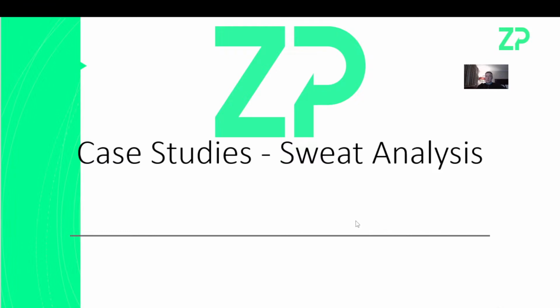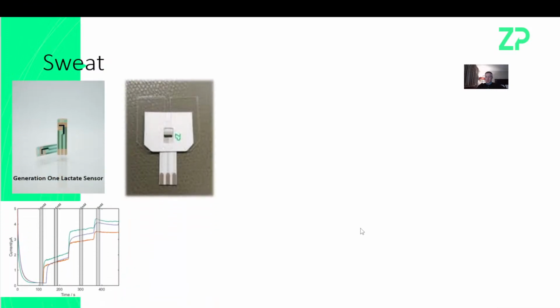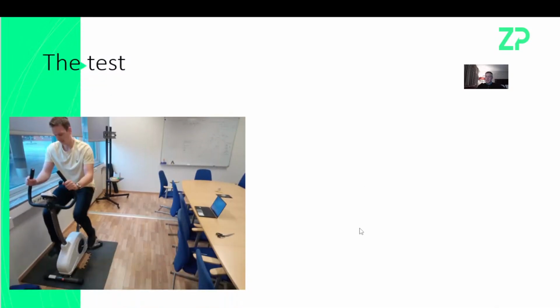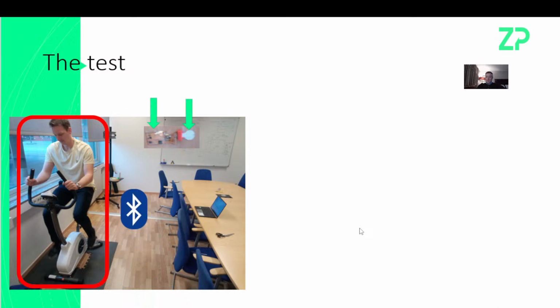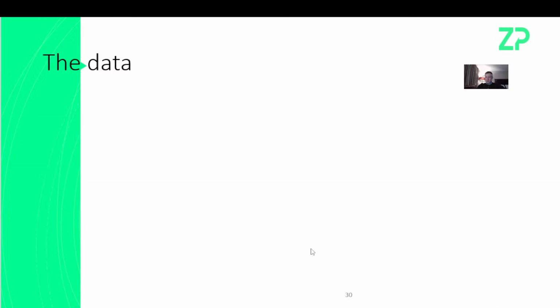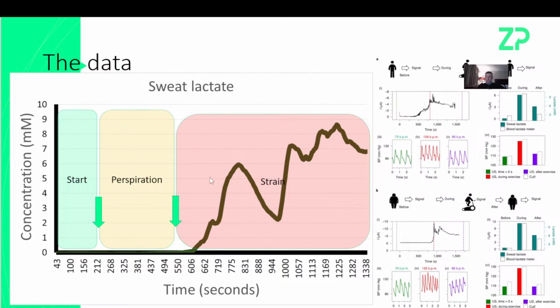I do want to talk about actually measuring analytes on the skin. This is something that we've done in the past where we took one of our lactate sensors, put it into a microfluidics device, and put the microfluidics device on the skin. We put that device plus electronics, there's the electronics, there's the patch, onto one of our guys. He was cycling, and we were making a Bluetooth connection to the laptop. We were able to follow the lactate as a function of time, and it really is a function of exertion. So he was starting, he was perspiring, he was straining, and that's where we actually got this signal.